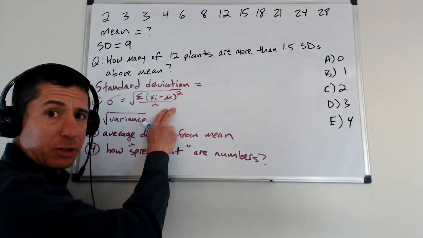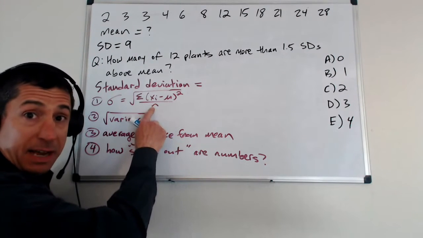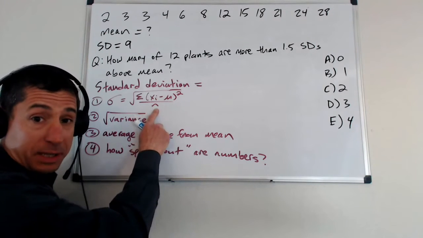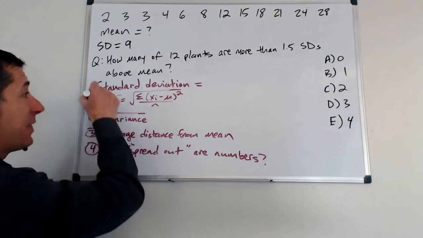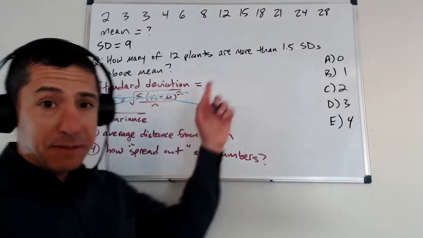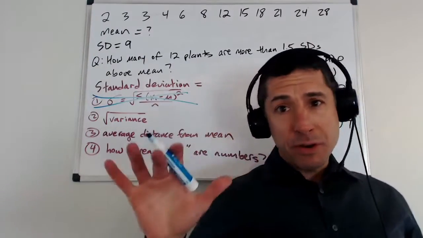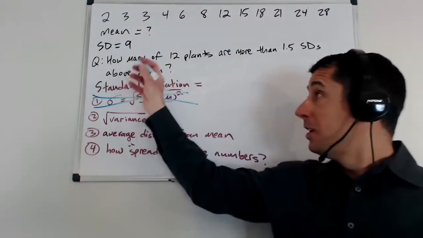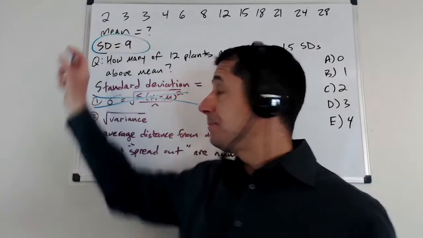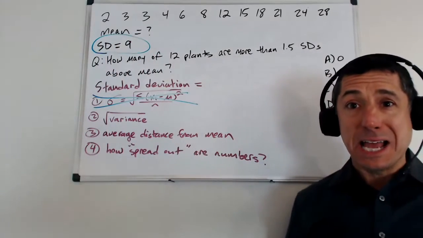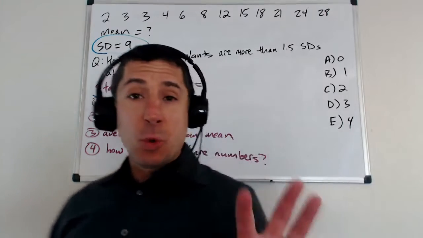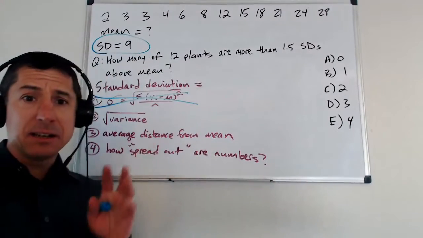The GMAT's after your reasoning skills, not how many formulas you've memorized or whether you can apply a formula with pinpoint precision. Not their deal. Don't worry about this. They're never going to give you a bunch of numbers and say, with no other information, calculate the standard deviation. Notice that in this particular question, they gave it to you. Standard deviation is 9. That's all you need to know. So don't worry about the question of how do I calculate it.